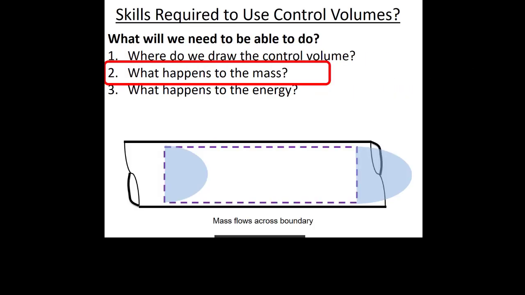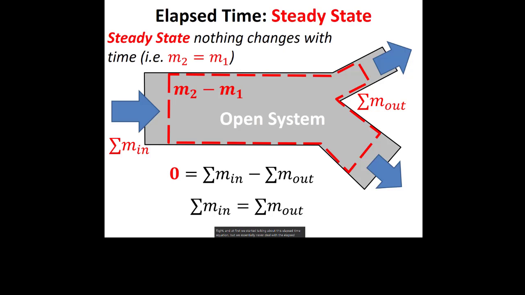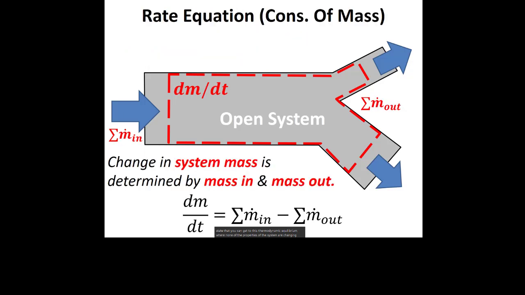So we started to ask the question, what happens to the mass last class, right? And at first we started talking about this elapsed time equation, but we essentially never deal with the elapsed time version of this equation. But we did use this to sort of introduce this idea of steady state, that you can get to this thermodynamic equilibrium where none of the properties of the system are changing with time, including the mass that's stored inside the system.